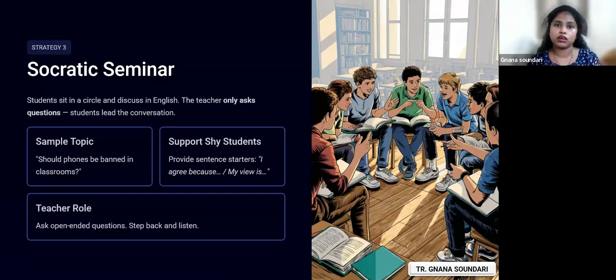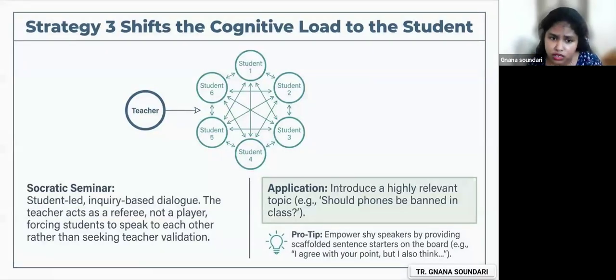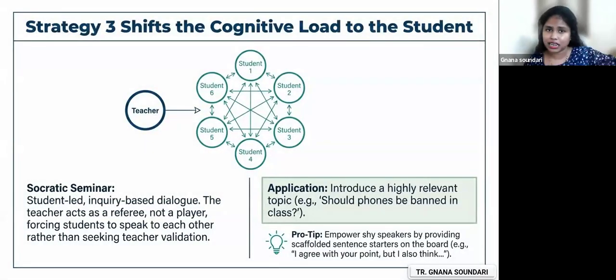Please don't take too much time for your lecture. Don't do that. Make it the students' time. Put the load on the students. That is the important thing. Shift the cognitive load to the student. The teacher should stand aside after asking the question, after giving the topic.